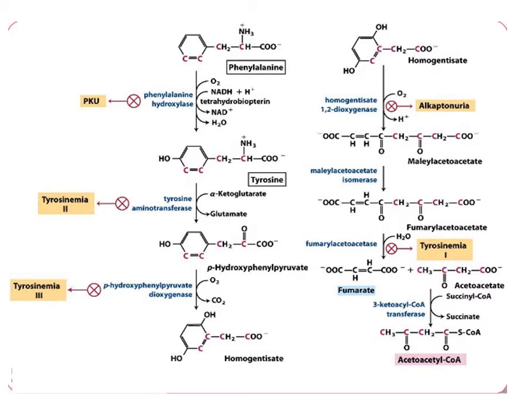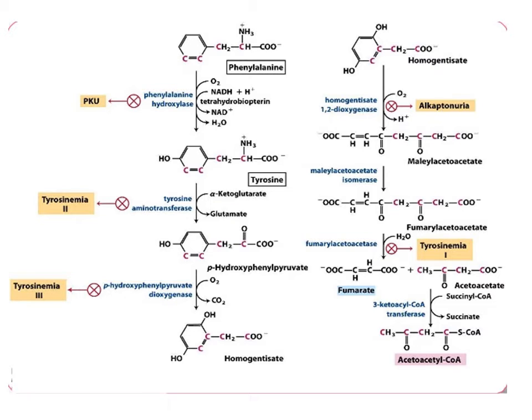Now this homogentisic acid is acted upon by homogentisate 1,2 dioxygenase, which again requires molecular oxygen, and the product that we get is maleylacetoacetate. The ring of homogentisic acid is broken, and as the ring opens we get a structure called maleylacetoacetate, which has 8 carbon atoms. The maleyl group has 4 carbons and the acetoacetate group has 4 carbons again. And this maleylacetoacetate is acted upon by an isomerase, which gives a product called fumarylacetoacetate. Both the structures are cis-trans isomers.